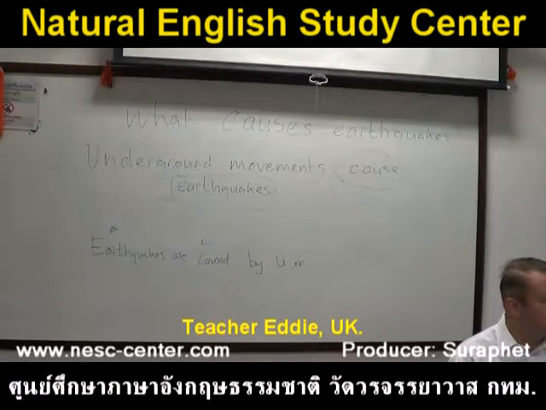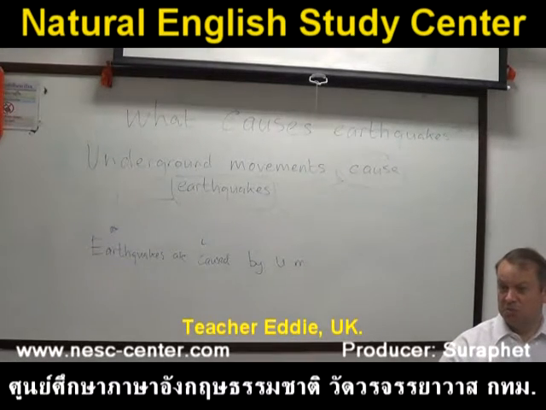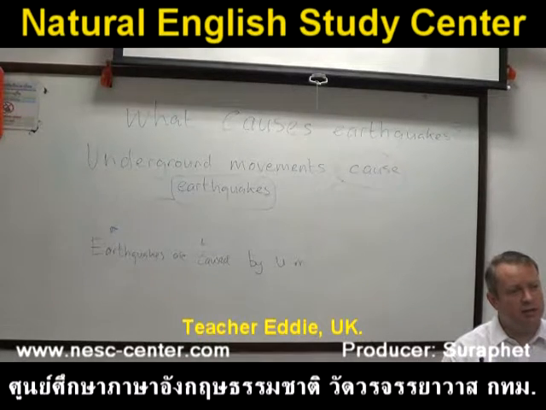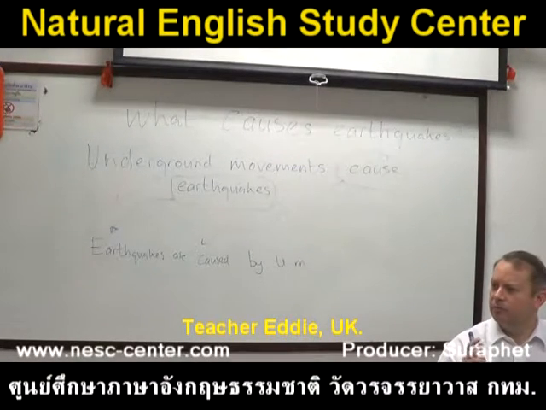How do you say obvious in the Thai language? Obvious is clear. Is there a similar word in Thai for obvious? Clear. ชัดเจน ชัดเจน ชัดเจน.